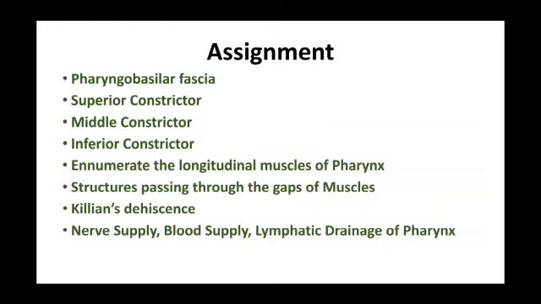So assignment: pharyngobasilar fascia, superior constrictor, middle constrictor and inferior constrictor muscles. Enumerate the longitudinal muscles of the pharynx, the structures passing through the various gaps of the muscles, Killian's dehiscence, nerve supply, blood supply and lymphatic drainage of pharynx.